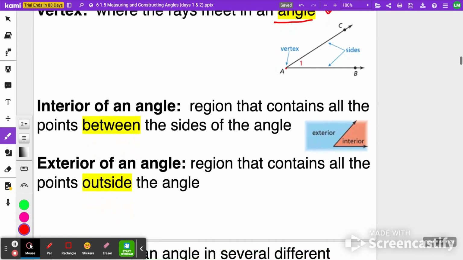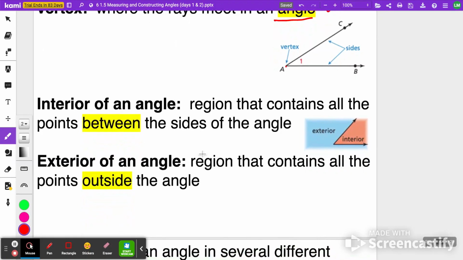The interior of an angle is made of the region that's between the sides of the angle, whereas the exterior of the angle, those are the points on the outside. Just very simple terminology here.